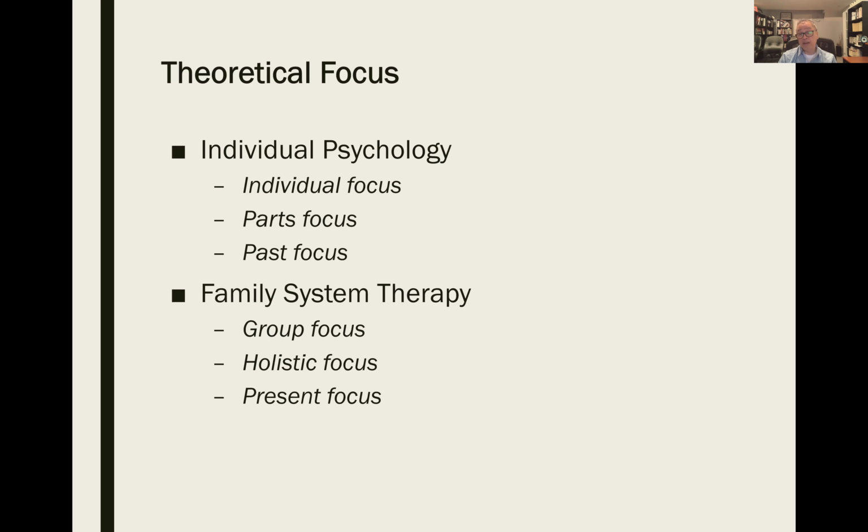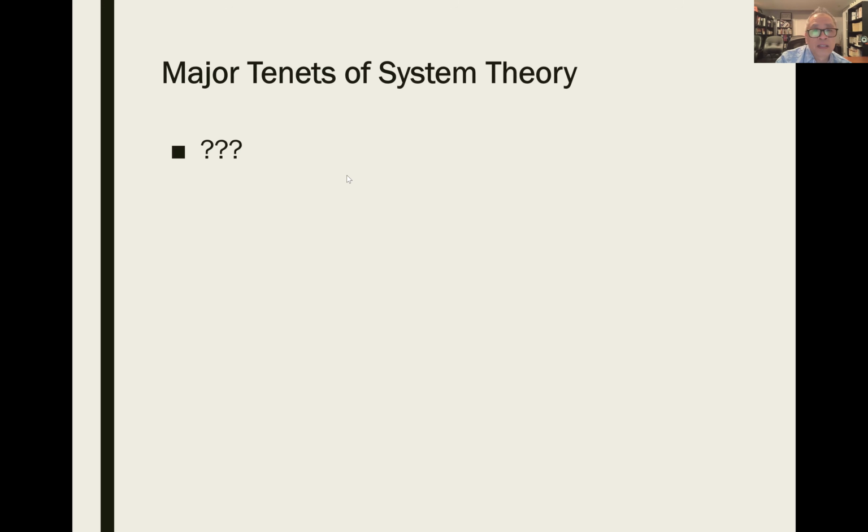Systemic therapy also tends to focus a lot more on the present. Some models do look at the past, but more and more, especially the postmodern models, focus a lot more on the present time, versus always focusing on the past. So I just want to highlight the difference between individual psychology and family systems therapy. That's important. Keep that in mind.